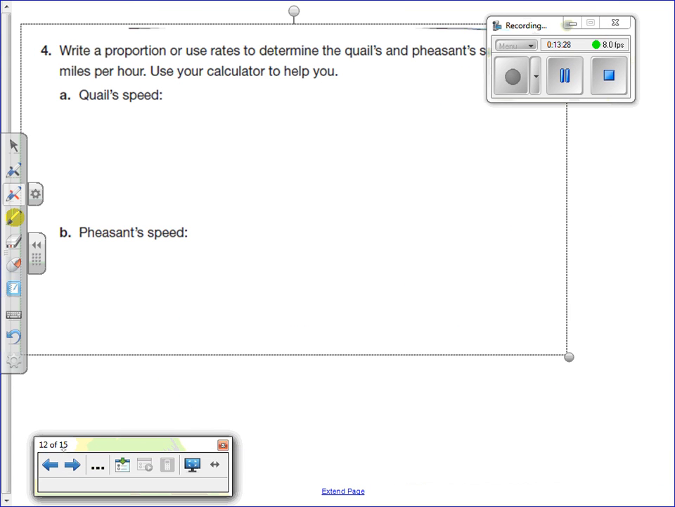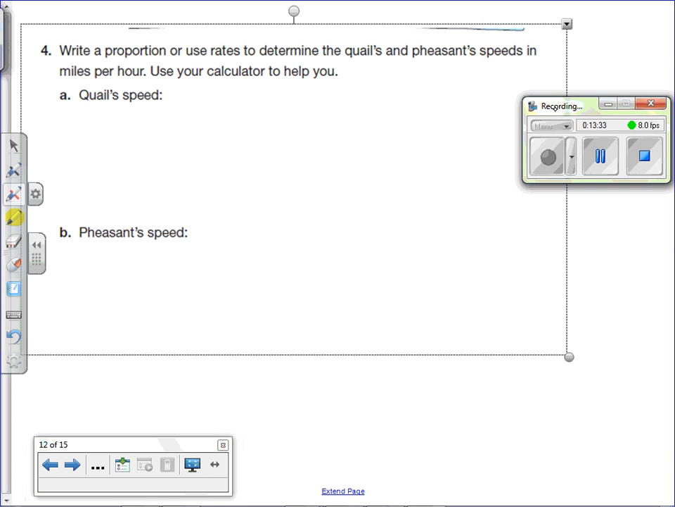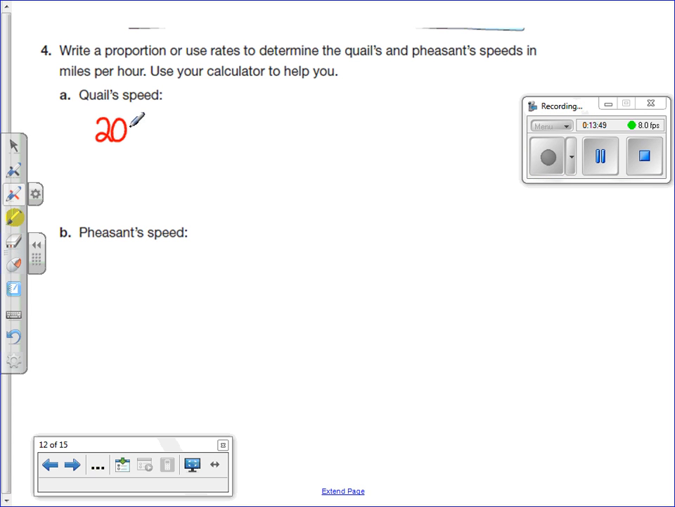Write a proportion or use rates to determine the quail's and pheasant's speeds in miles per hour. Use your calculator to help you. So I'm going to walk you through the one using quail, and from there you're going to do pheasant on your own. So we know that we have 20 yards in 2.5 seconds. If I wanted to write a ratio that's going to be equivalent, we've got to figure out how many seconds we need to have total in order to get that 1 hour.